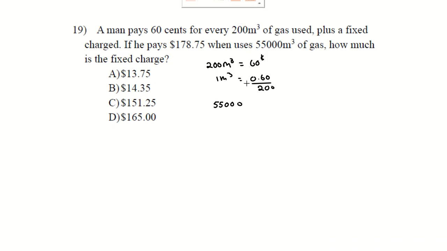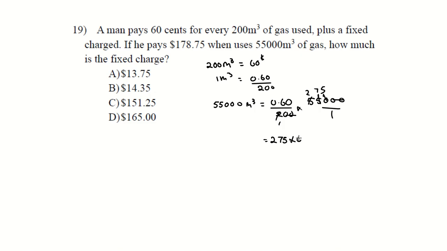Right. So 55,000 meters cube would be 0.60 over 200 multiplied by 55000 over 1. Cross out: 2 into 2, 1; 2 into 5, 2 remainder 1; 2 into 15, 7, remainder 1; 2 into 10 is 5. So now this is going to be 275 multiplied by 0.60.